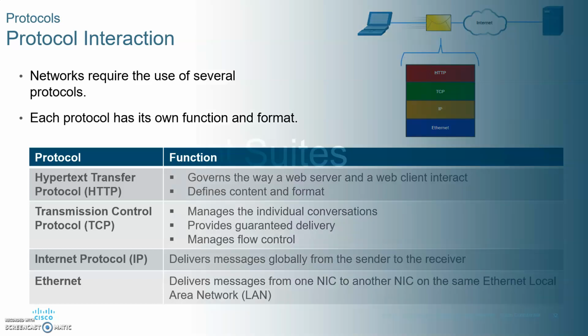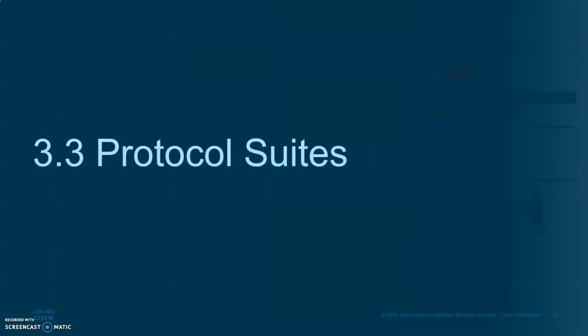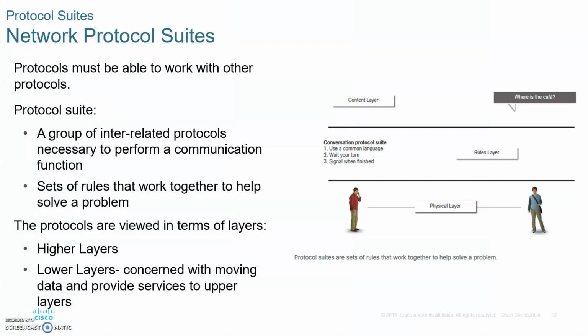So your data is going to go through certain protocol layers of encapsulation. All right, so the network protocols will contain a group of interrelated protocols necessary to perform a communication function. It's going to set the rules that work together to help solve a problem. All of the rules are going to apply to make sure that the data gets from the source to the destination.